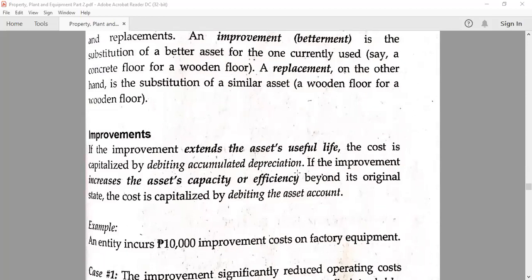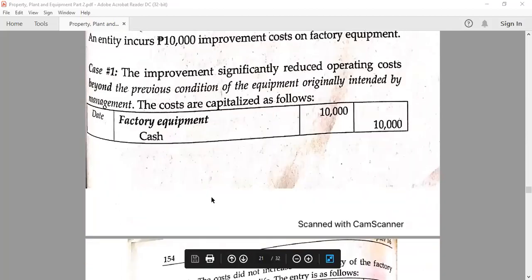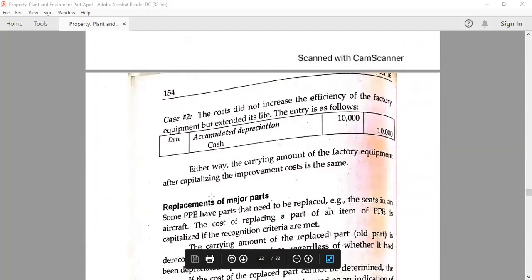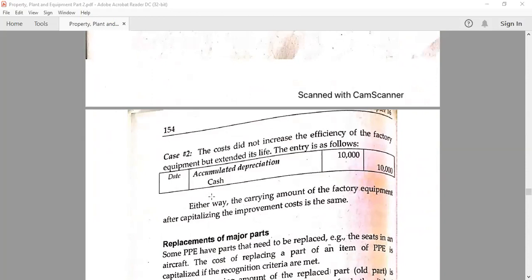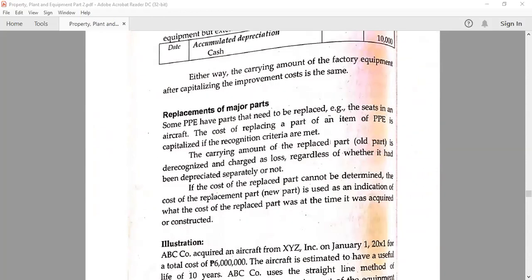Improvements normally would extend the asset's useful life. So that's why it will have to be capitalized as part of the cost of the original asset. For example, we have a 10,000 improvement cost, so we just have to add it: debit equipment, credit cash. Then if ever it did not extend the life, with no additional economic benefit, the entry would be to debit accumulated depreciation. All right, so that's it for journal entries.